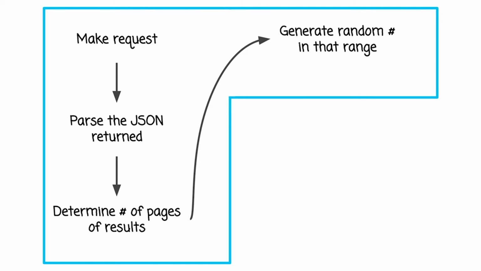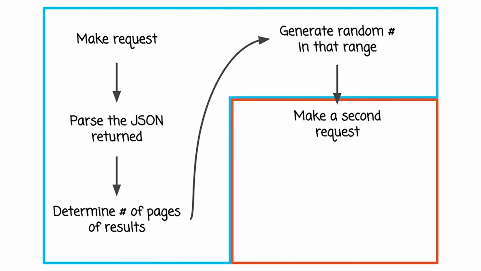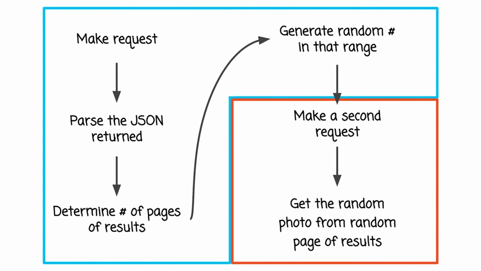In the same way, we want to make the second request only after the first request finishes and we've gotten our random page number. In the second request, we'll define another completion handler to handle getting a random photo from the random page of results. So you can see how, to achieve this flow of steps, we are chaining together asynchronous requests. When one request finishes, we'll move on to the next, and so forth.